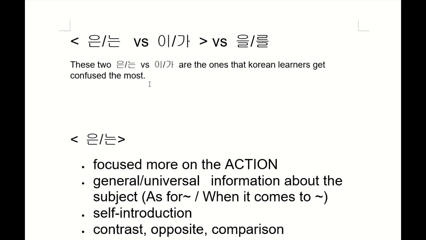So, 은는, 이가, 을를, these three types of particles we are going to learn today. But 은는 and 이가 are the ones that Korean learners get confused the most. So we are going to compare these two first, and then at the end of the video, we're going to deal with 을를, because it is the object particle and it's quite straightforward. So don't worry about the 을를.